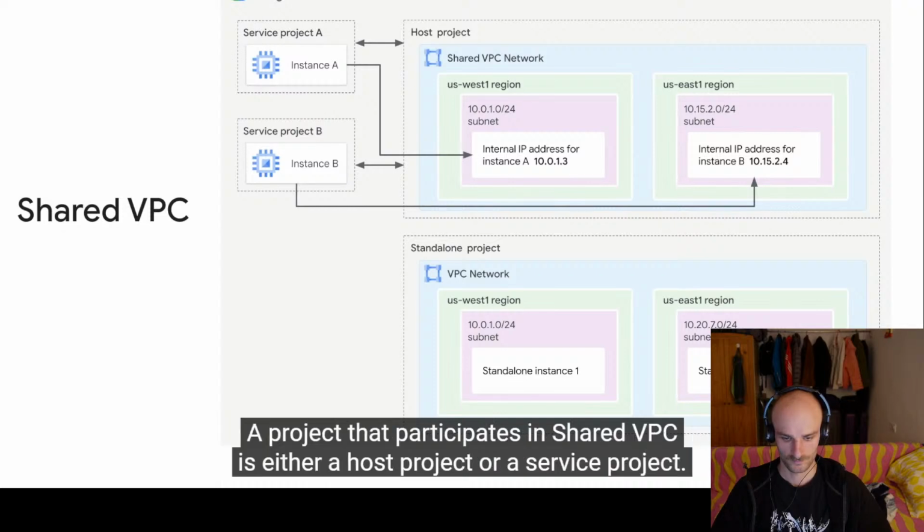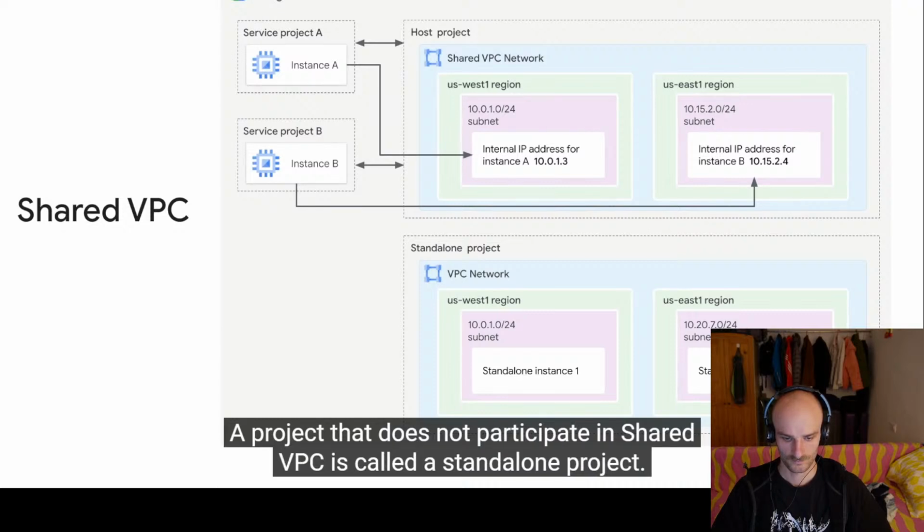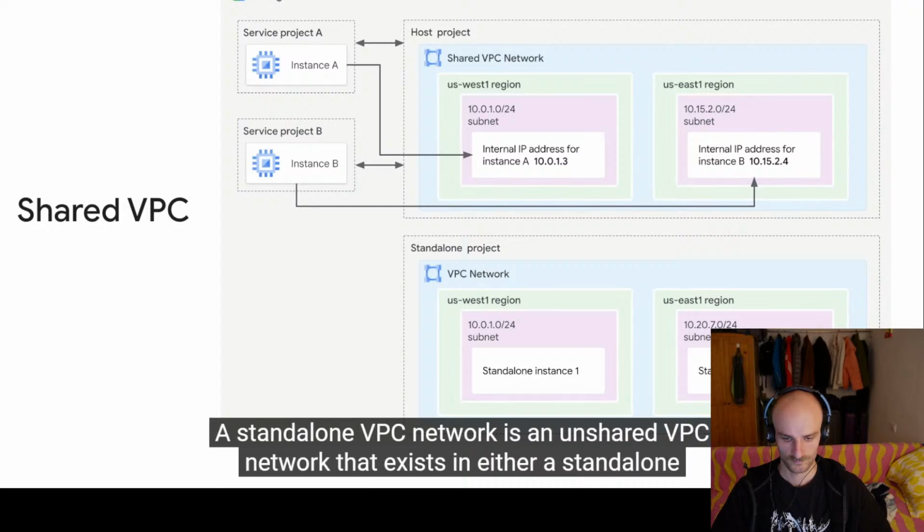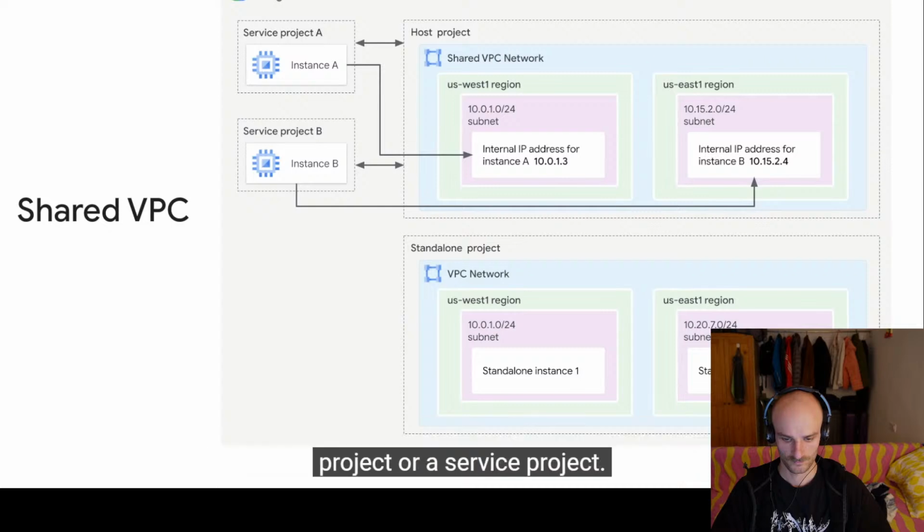A project that participates in Shared VPC is either a host project or a service project. A project that does not participate in Shared VPC is called a standalone project. This emphasizes that it is neither a host project nor a service project. A standalone VPC network is an unshared VPC network that exists in either a standalone project or a service project.